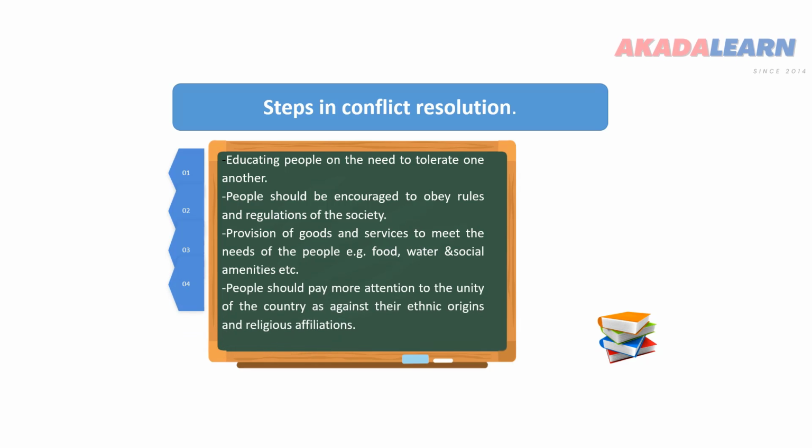Number 4, people should pay more attention to the unity of the country as against their ethnic origins and religious affiliations. Now, we should look beyond our ethnicity, our religion, and work together as one. Finally, involvement of legal institutions such as the police and law enforcement agencies to help regulate peace and order in the society. So these are some of the steps we could take in resolving conflicts.